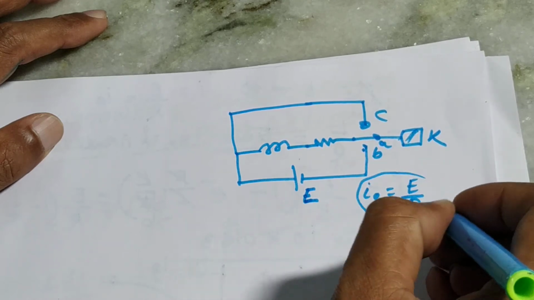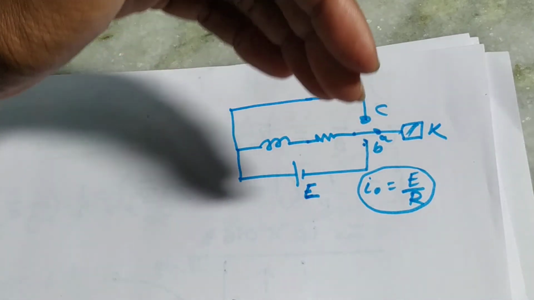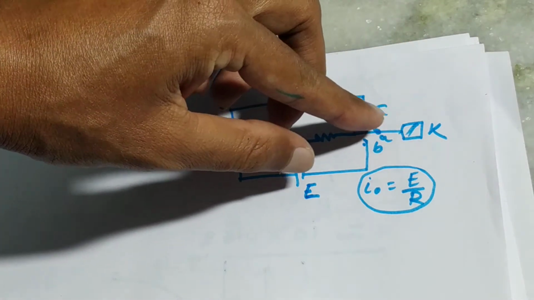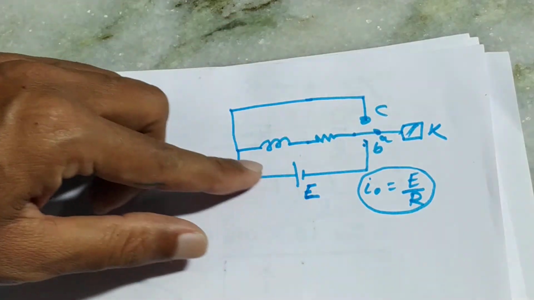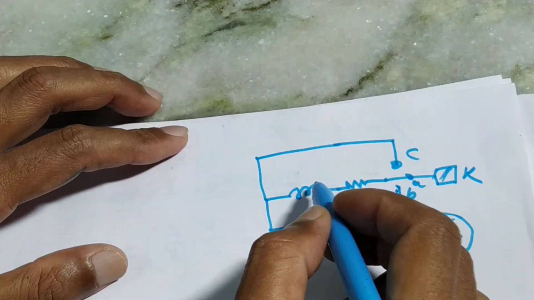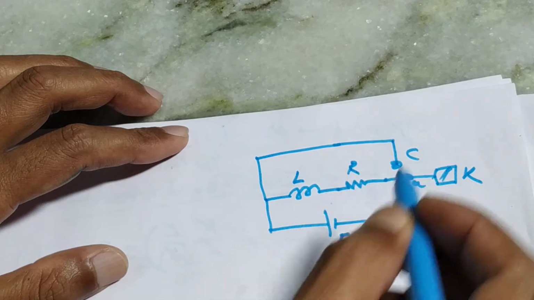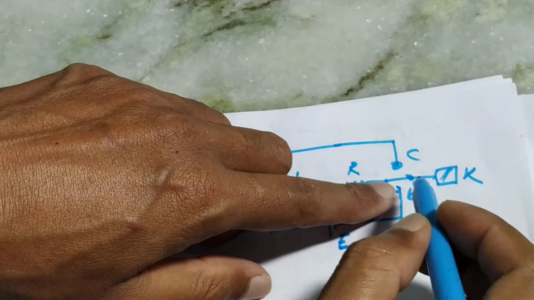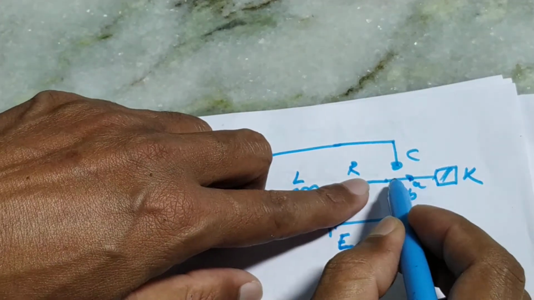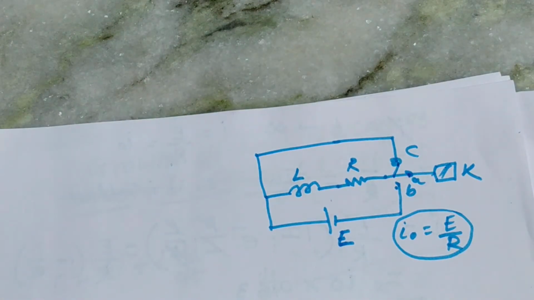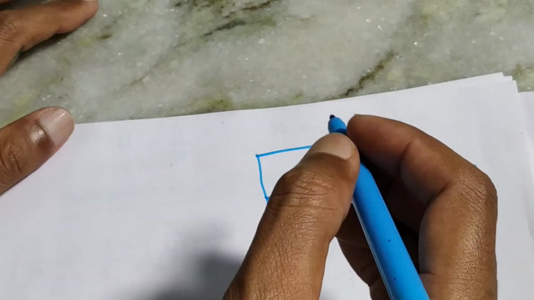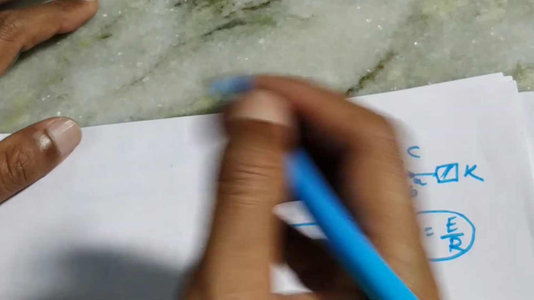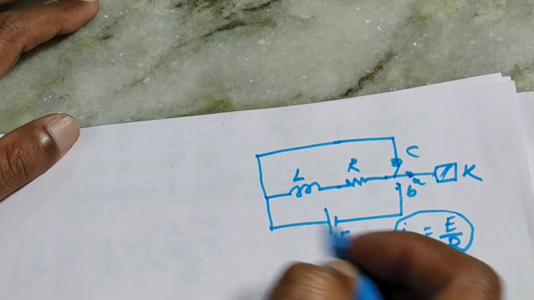Suppose the circuit has already reached the steady state current after closing the switch in the LR circuit. This is L and R. After reaching the steady state value of the current, if we connect the A point to the C point, then the current in the circuit starts to decay from the maximum value I0.